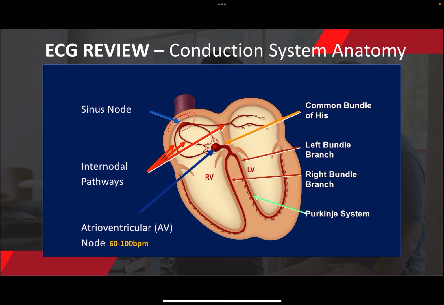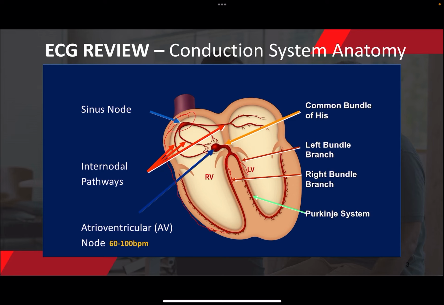It travels all the way through the internodal pathway, and then the impulse gets transmitted to the AV node, or the atrioventricular node, and it travels through the left and right bundle branches right here. That's through the internal wall of your ventricles, and then it goes through the Purkinje system, going through the outside wall of your ventricle and going back to the sinus node. So the cycle keeps going on and on.